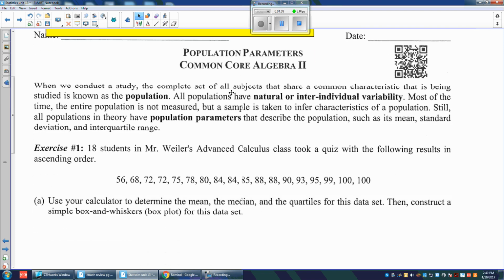We're doing Common Core Algebra 2, non-Regents version. If you don't understand what I'm saying, you can always scan that QR code and listen to the genius who wrote these worksheets and listen to what he said.